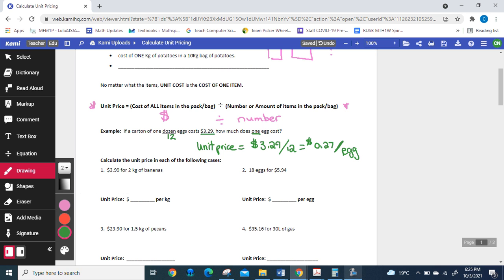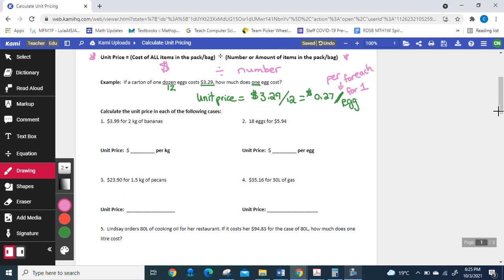So we use the line here to indicate that we're saying per, or for each, or for one. And that's our unit price. So it's costing us 27 cents an egg. All right, let's try a few. So calculate the unit price in each of the following cases.